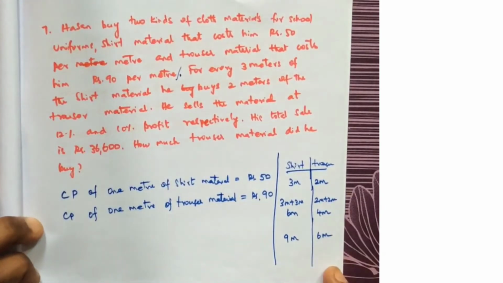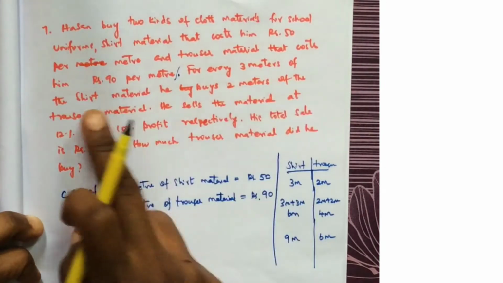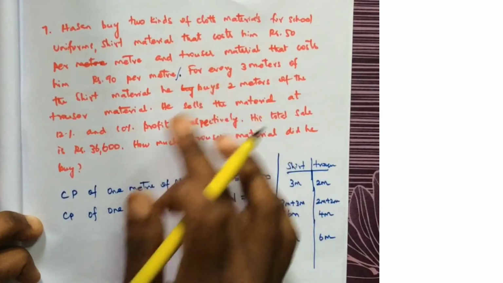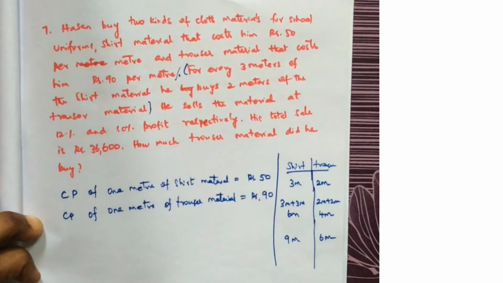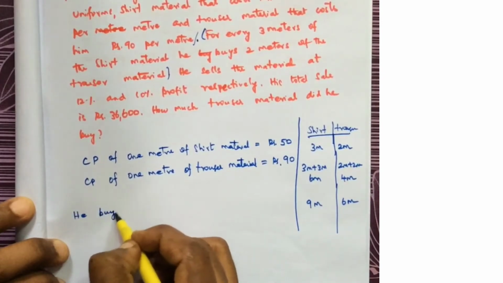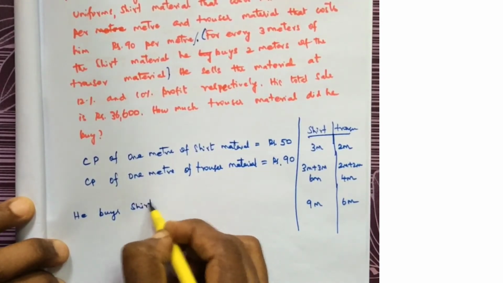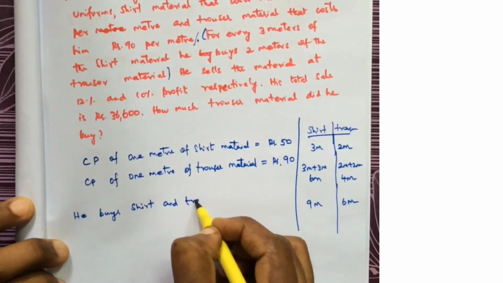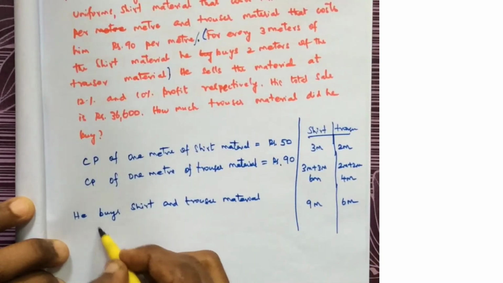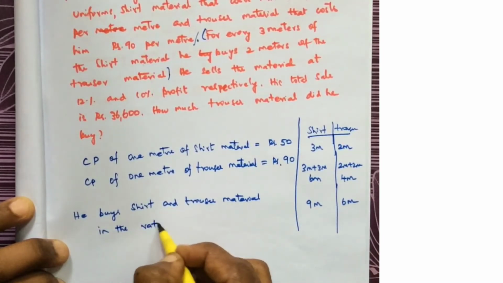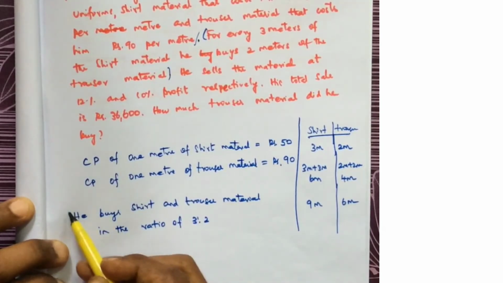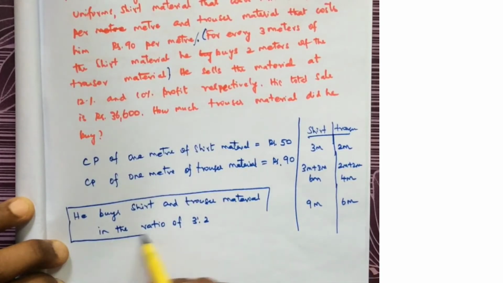I think you should understand this. Okay, for every 3 meters of shirt material, he bought 2 meters of the trouser material. The same statement from this to this we can rewrite in another form, like he buys shirt and trouser material in the ratio of 3:2. This is the most important thing you should understand in this problem.